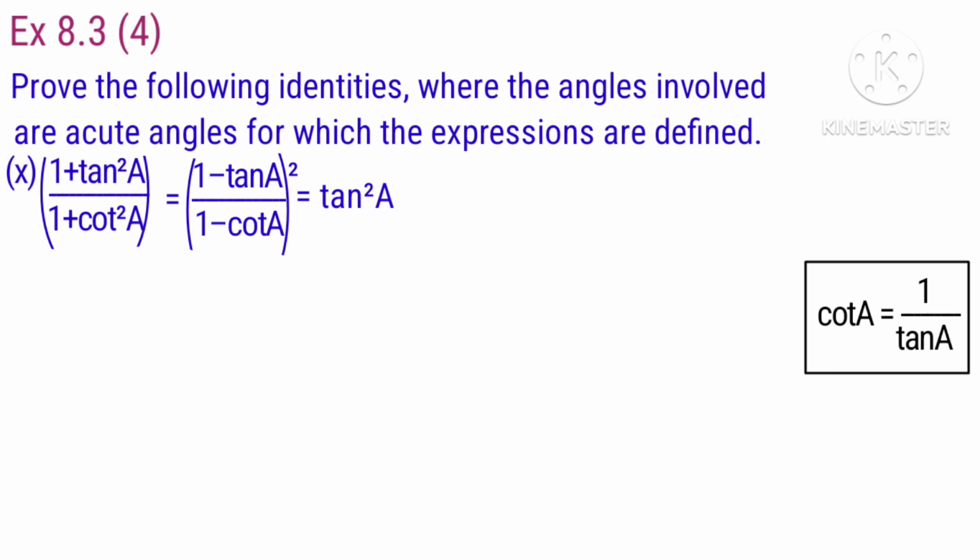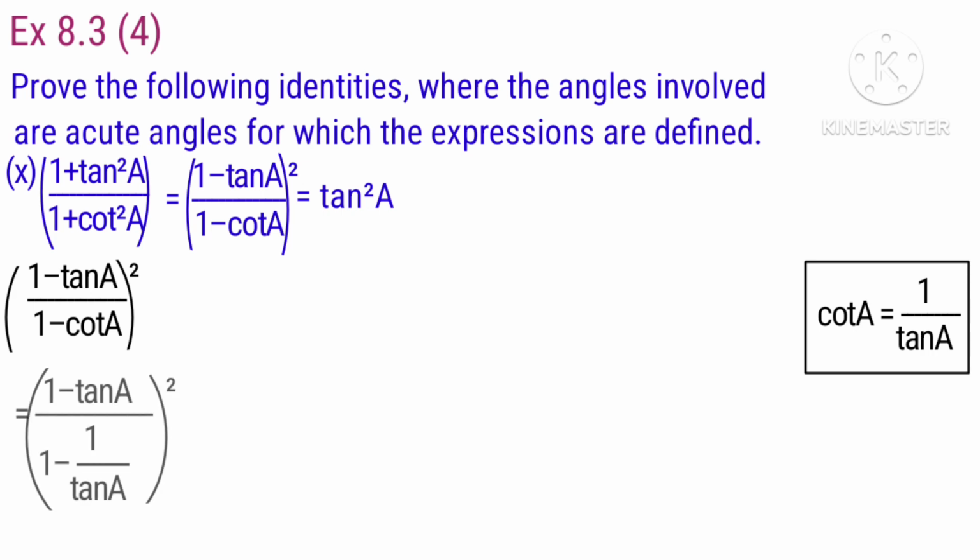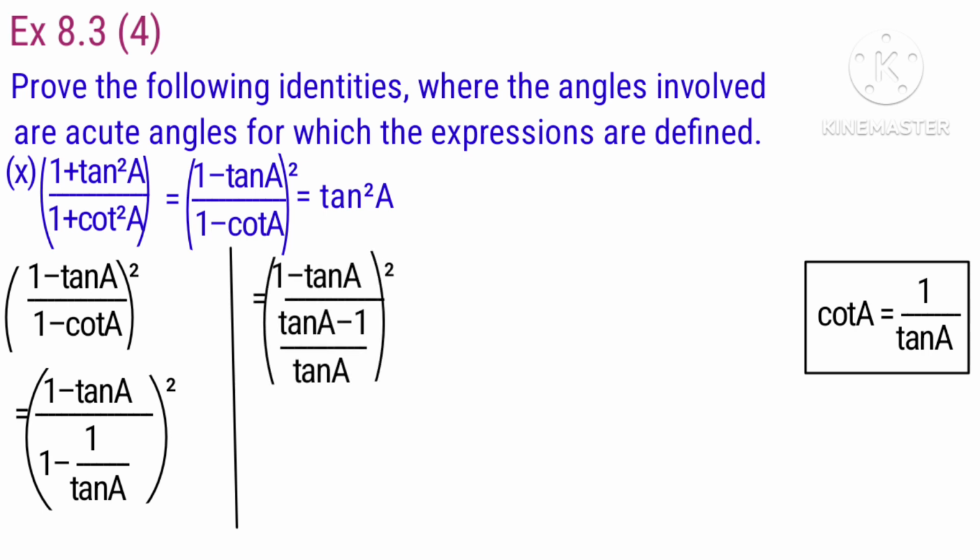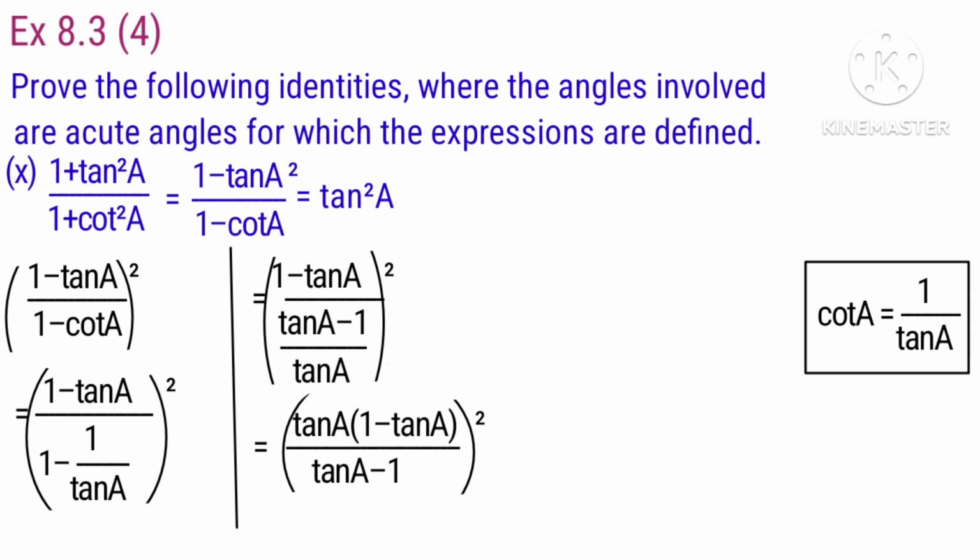So now we have to simplify the second term, that is 1 minus tan A divided by 1 minus cot A to the power of whole square. So when we substitute cot A is equal to 1 divided by tan A, we'll get 1 minus tan A divided by 1 minus 1 divided by tan A to the power of whole square. So now we have to take LCM in the denominator. We'll get 1 minus tan A divided by tan A minus 1 divided by tan A to the power of whole square. So now we have to reciprocal it. So we'll get tan A into 1 minus tan A divided by tan A minus 1 to the power of whole square.